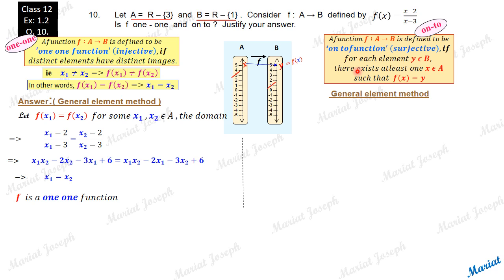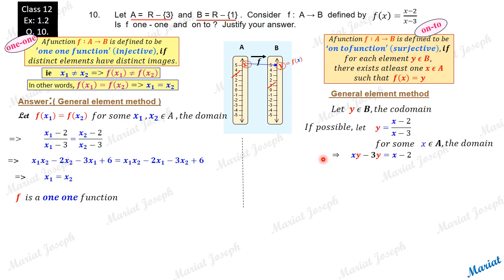To begin with, let y be an element in the codomain. Now, if possible, let's write this y as (x minus 2) upon (x minus 3) for some x. If possible. Is it possible? Yet to be checked. How to check? We will find the value of x in terms of y from this expression. Cross multiply: xy minus 3y equal to x minus 2. Taking the x terms common and dividing by the common factor, we end up getting this expression: x is equal to (3y minus 2) upon (y minus 1).